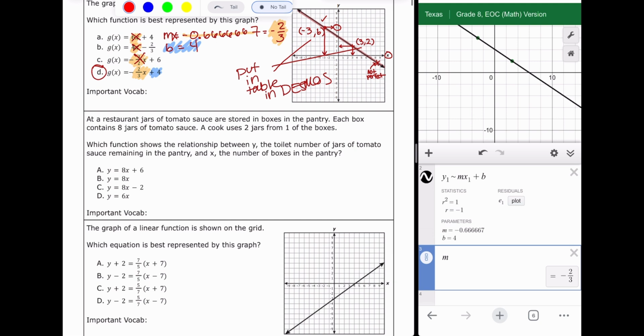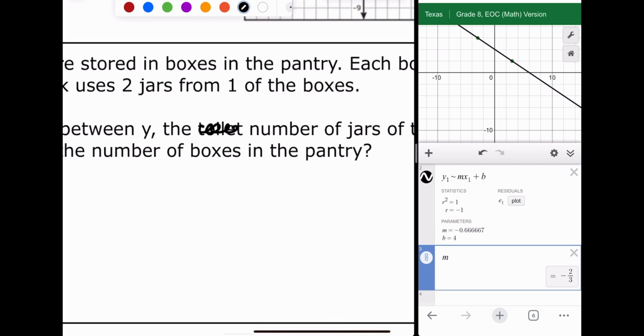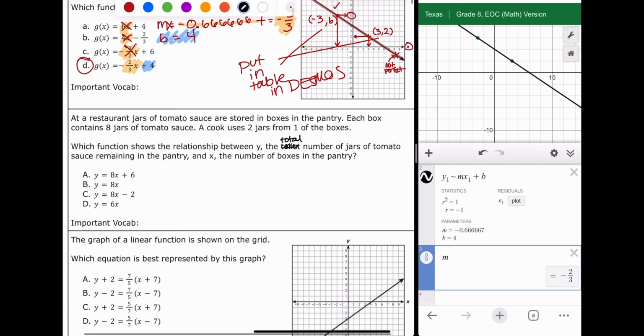All right, so let's go ahead and check out the second example. It says, at a restaurant, jars of tomato sauce are stored in boxes in the pantry. Each box contains 8 jars of tomato sauce. A cook uses 2 jars from one box. Which function shows the relationship between y, oh, that should say total, my bad, total number of jars of tomato sauce remaining in the pantry, and x, the number of boxes in the pantry.